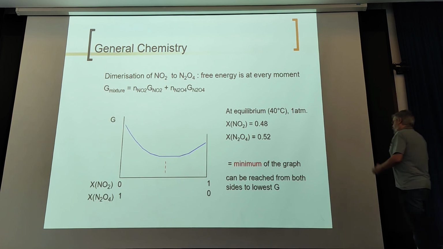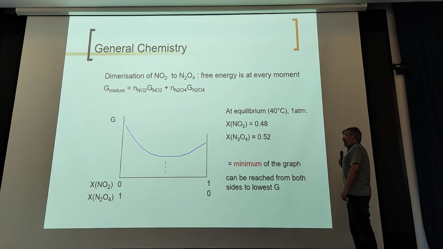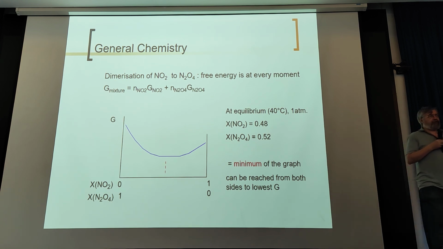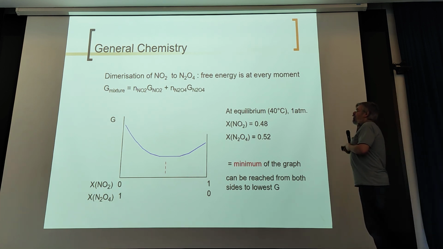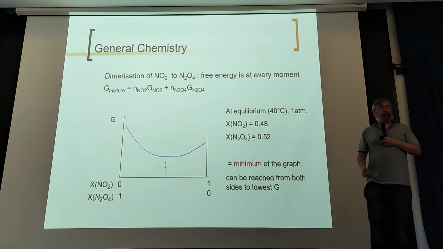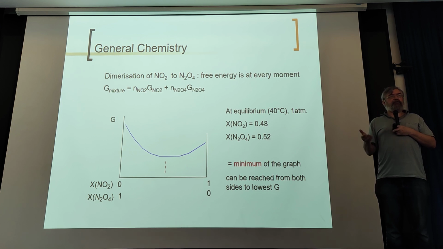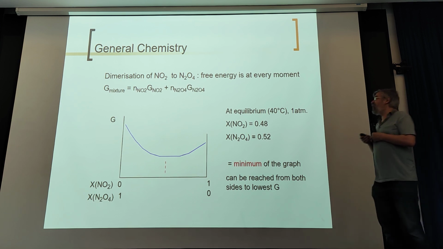So important to realize that the minimum of the free energy in the graph corresponds to the equilibrium state. So we can actually say that the free energy of the mixture is composed of the free energies of the two components, reactants and products, multiplied by the amount of mole that we have of each.